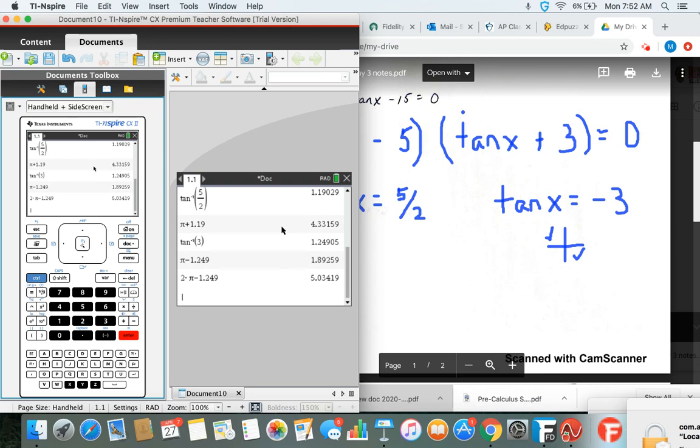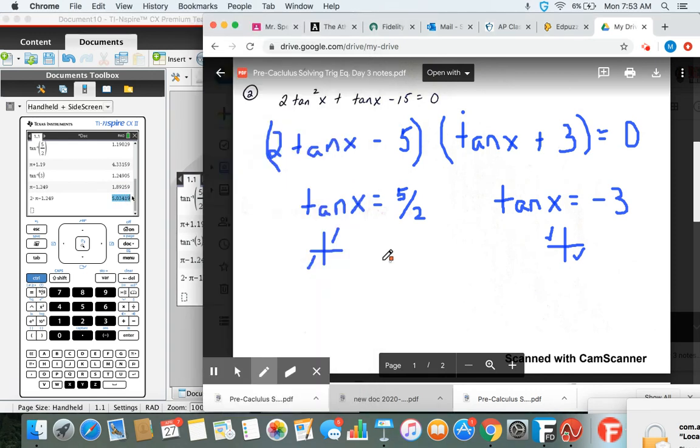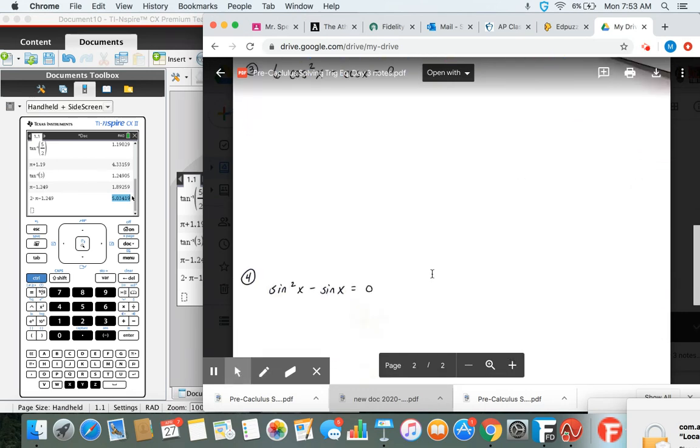Okay, so for 5 halves, our answer was the first 2 here, 1.190 and 4.332. And then for the second piece here, these last 2 numbers, 1.893 and 5.034, were your answers. Okay. All right, continuing on.